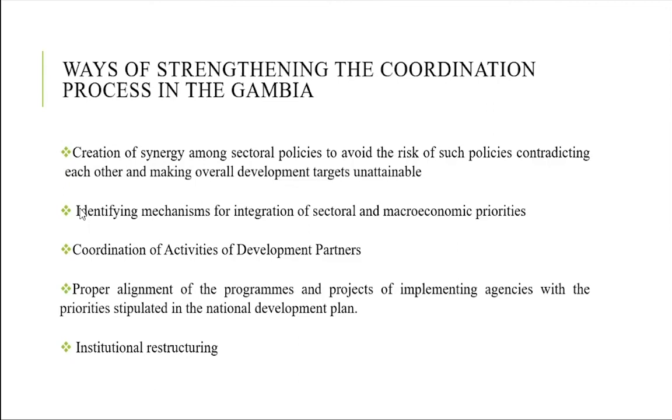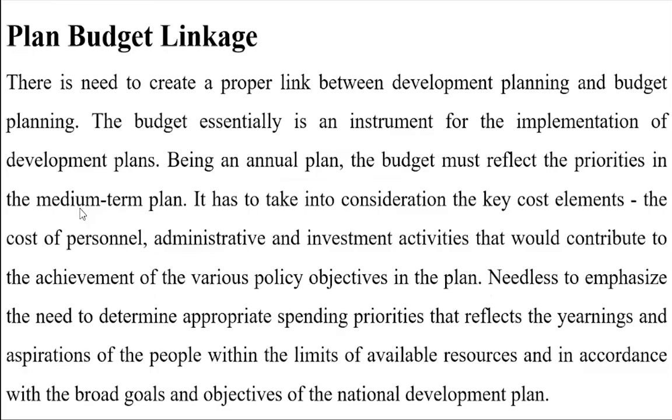There's also need for institutional restructuring. The second means of strengthening the coordination issue is the link between the plan and budget. There's need to create a proper link between the development planning and budget planning. The budget essentially is an instrument for the implementation of development plans. Being an annual plan, the budget must reflect the priorities in the medium-term plan.